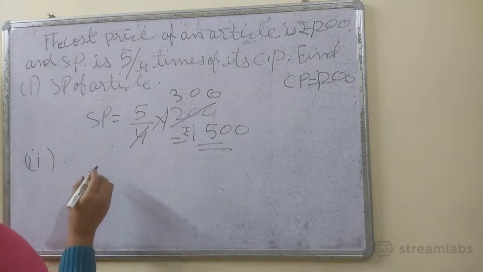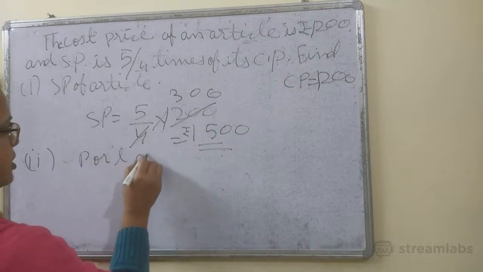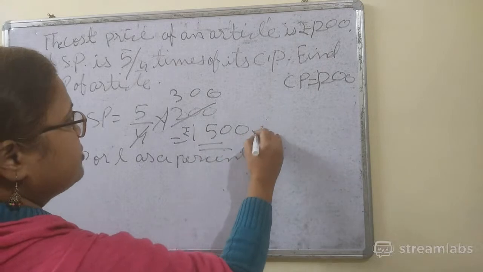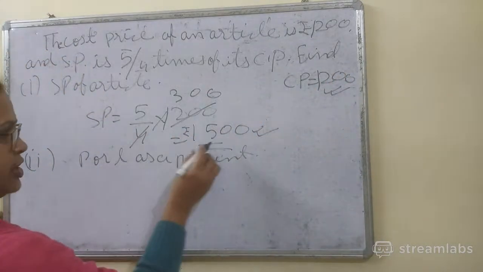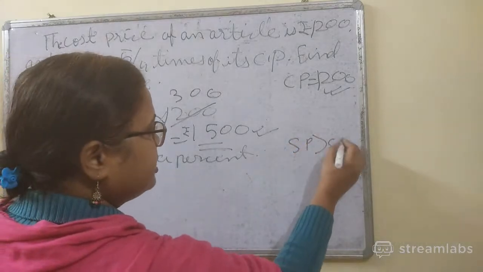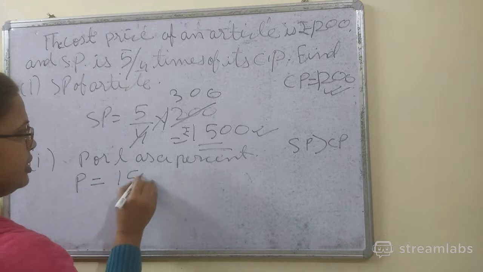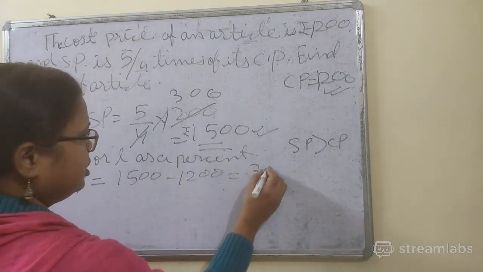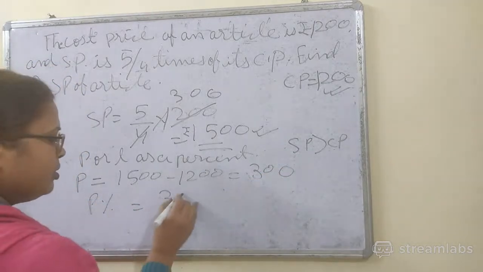Okay. Now next subpart you have to find out is profit or loss as a percent. Clear? Profit or loss as a percent you have to find out. So SP is 1500, CP is 1200. Which one is greater? SP is greater. So SP is greater than CP means profit is here. So profit is equal to 1500 minus 1200, and this is equal to 300.